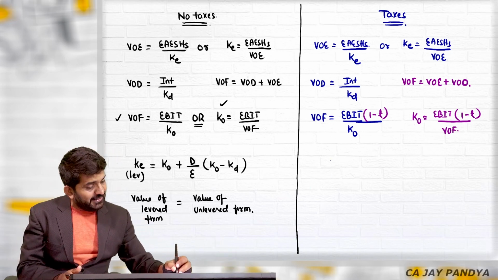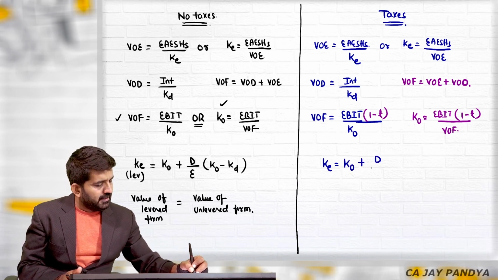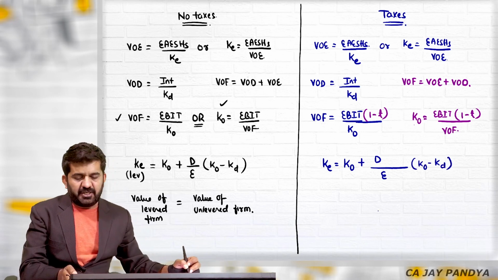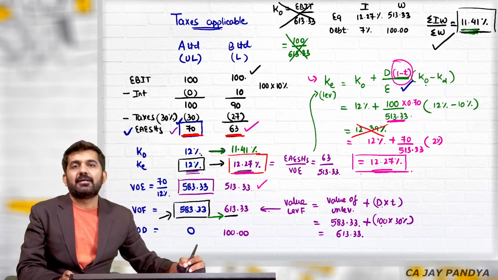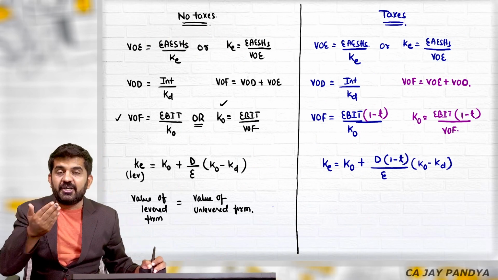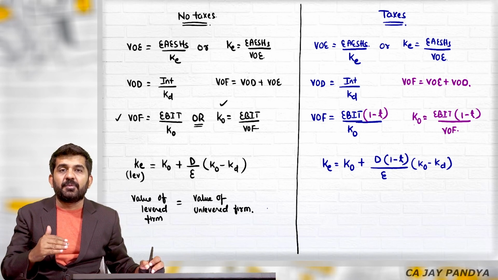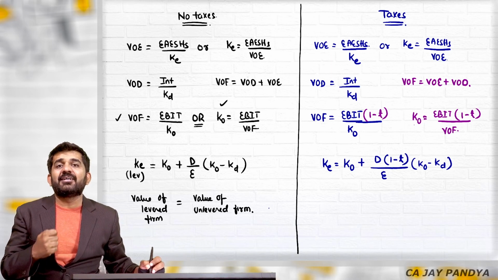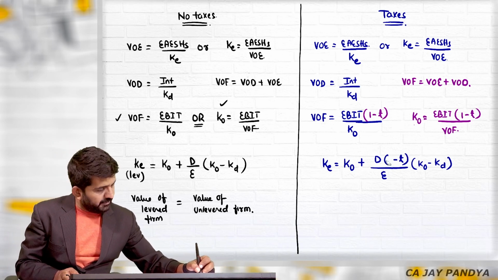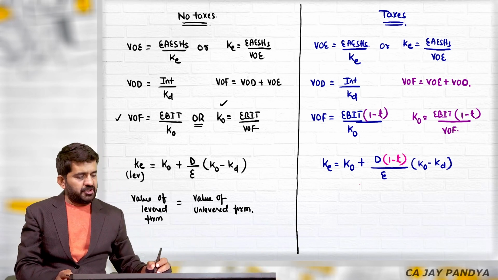As far as KE is concerned, you will have to use KO plus debt upon equity, KO minus KD, and as we have understood in detail, we will multiply 1 minus T in the numerator. Why? In the denominator, equity has already reduced to 70%. So you will have to reduce the numerator also to 70%, or the real debt portion is after considering the tax benefit valuation. This is 1 minus T. Let me write 1 minus T with a different color, so that you understand this is the only change, right?